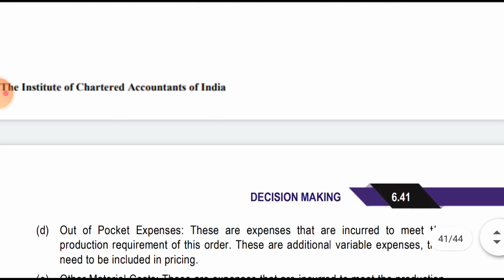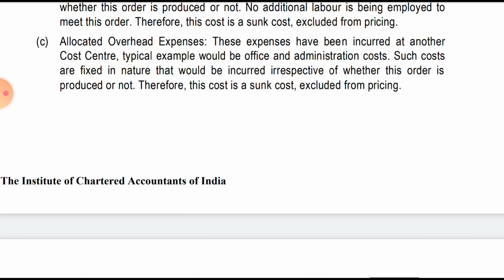Why is it considered sunk? These expenses have to be incurred at another cost center, typically the office and administration cost. Such costs are fixed in nature and would be incurred irrespective of whether the order is procured or not. Therefore this cost is a sunk cost, excluded from pricing.